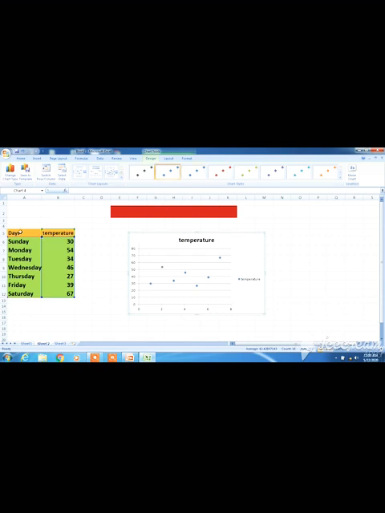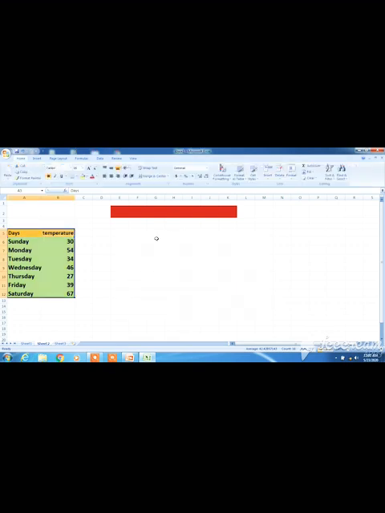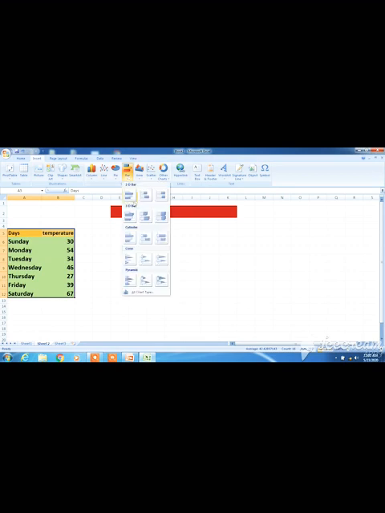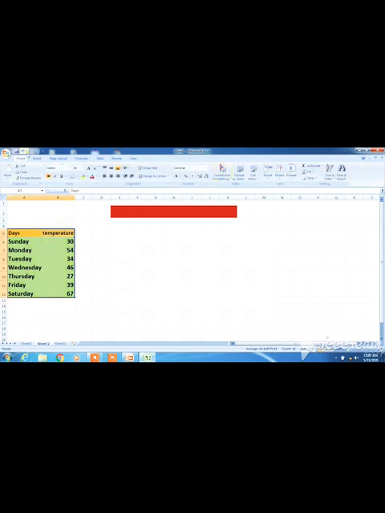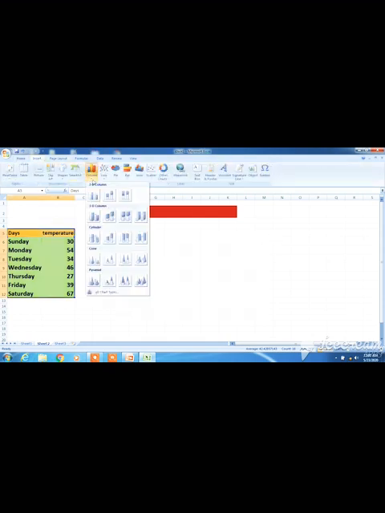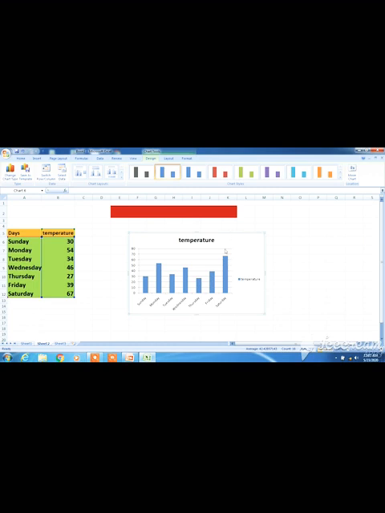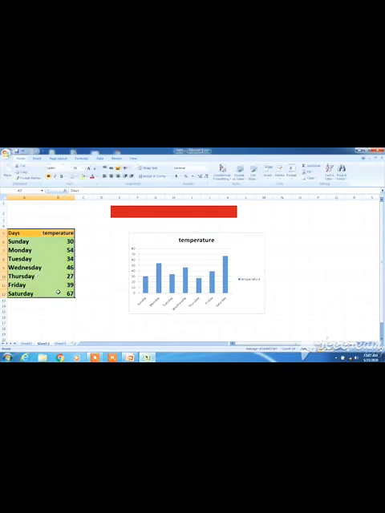Next one is bar chart and column chart. Let's draw a bar chart. I'll draw a 2D bar. It's horizontal. Clear? So have you seen that for the same type of data, the data is the same but the representations are different? So we can conclude that for the same data, different types of pictorial representations are possible.